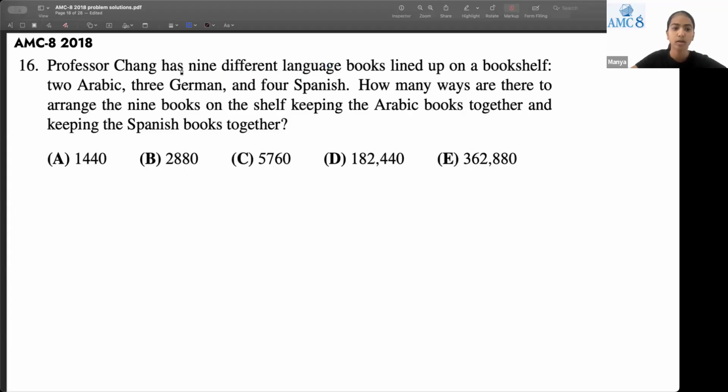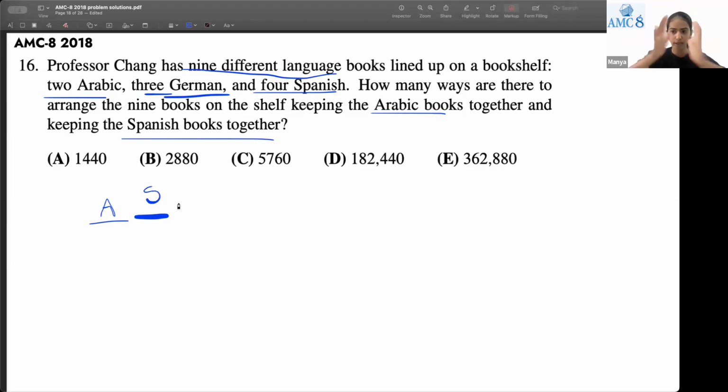So we know that Professor Chang has 9 different books. They're all lined up on a bookshelf, and he wants to keep the Arabic books together and the Spanish books together. There's 2 Arabic and 3 German and 4 Spanish. So suppose that we take Arabic as one unit, since they both have to be together. So Arabic is one, and we can do Spanish as one, since all of the Spanish have to be kept together.